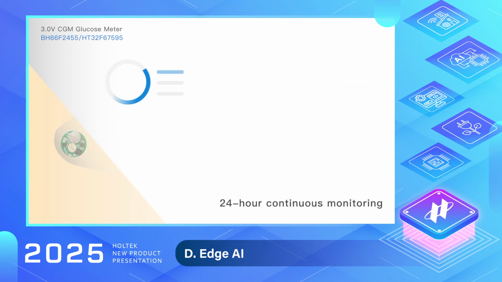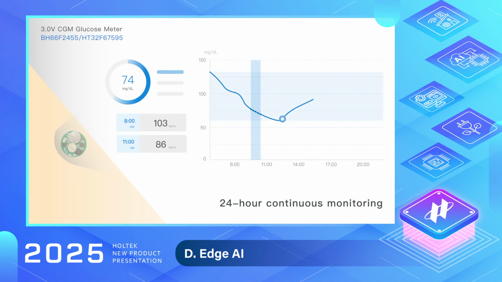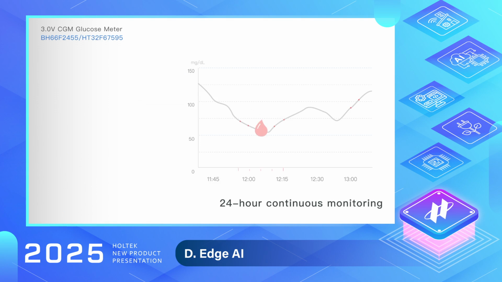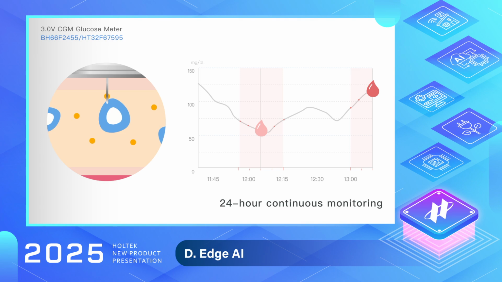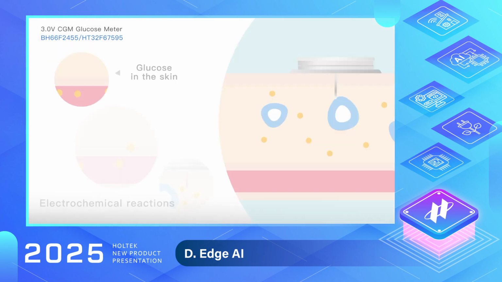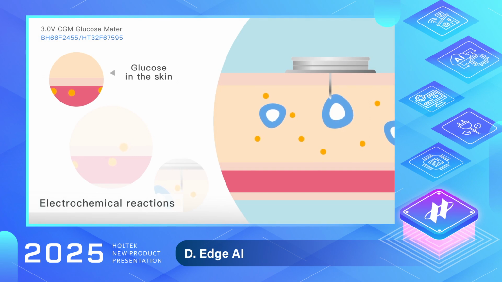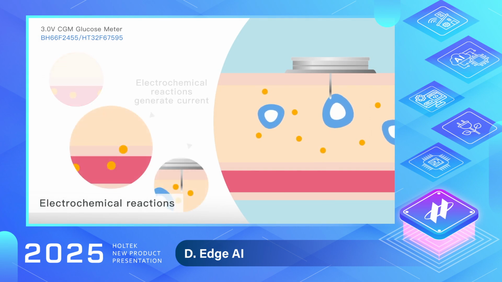Compared with traditional blood glucose meters, the CGM blood glucose meter provides 24-hour continuous monitoring to help users obtain comprehensive and reliable blood glucose information. Users can understand the trend of blood glucose fluctuations according to the measured data, and also detect latent hyperglycemia and hypoglycemia. Changes in the blood glucose are obtained by measuring the current generated by electrochemical reactions in body fluids.